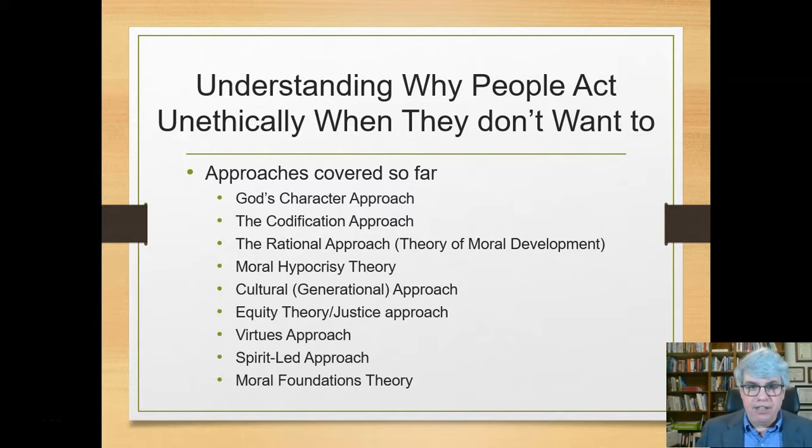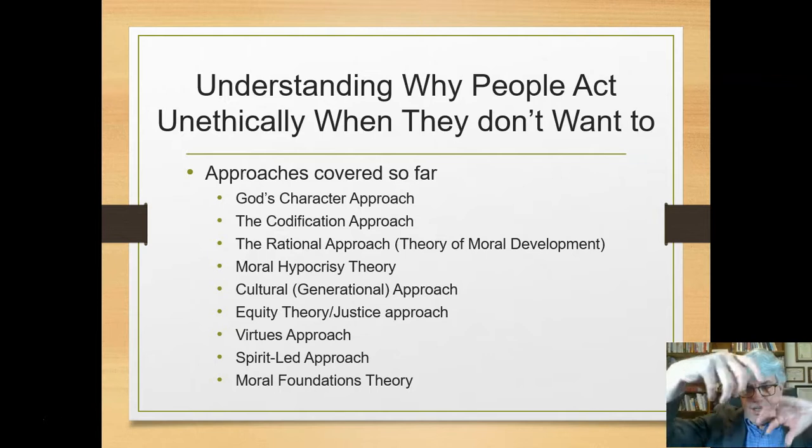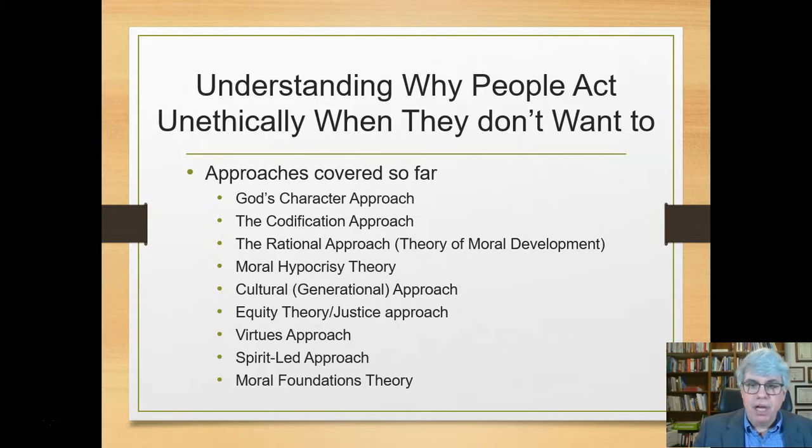We looked at the codification approach, this idea of writing down a list of rules that people need to follow and the limitations and strengths of that. We looked at the rational approach. That was Kohlberg's theory of moral development, where we consider that different people take into consideration different factors when they decide if they're going to make some type of decision, whether something is ethical or not. We looked at moral hypocrisy theory, which describes how people want to appear to be ethical more than they actually want to be ethical because that's costly.